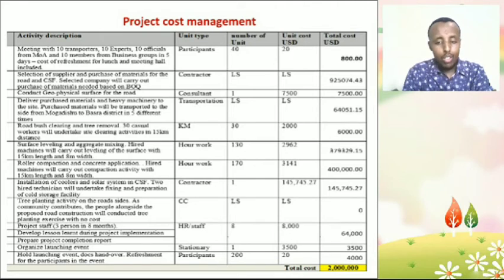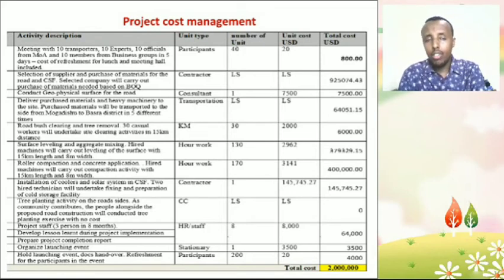It will be 64,000, and the last activity will be the launching event with the completion of the project. There will be 200 attendees from the government, the community, the business group, and the community of Basra village, and it will be 4,000 USD. The total budget for this project from start to completion will be $2 million.